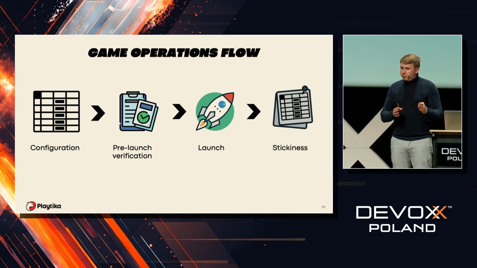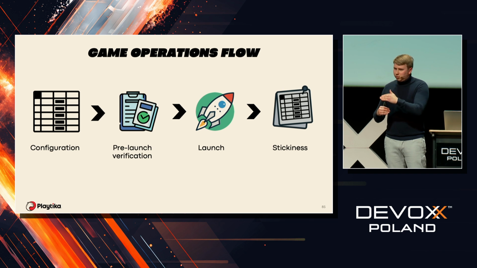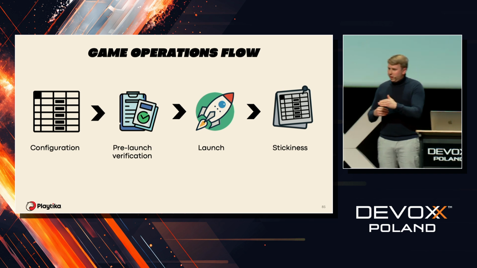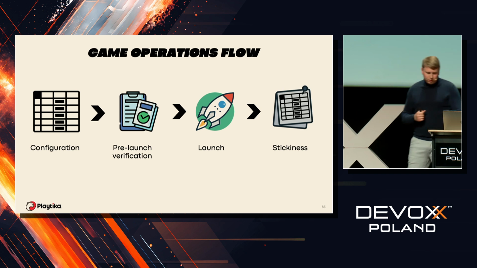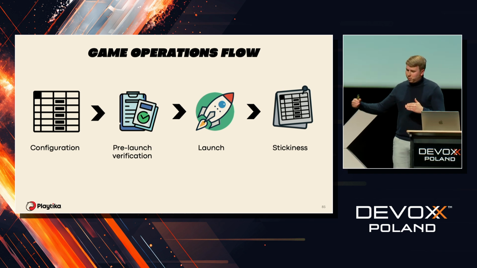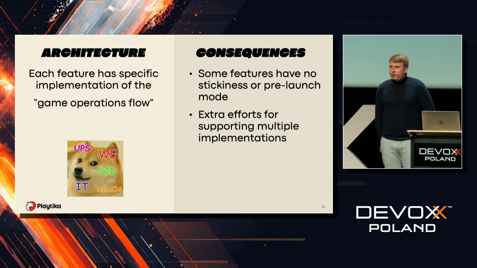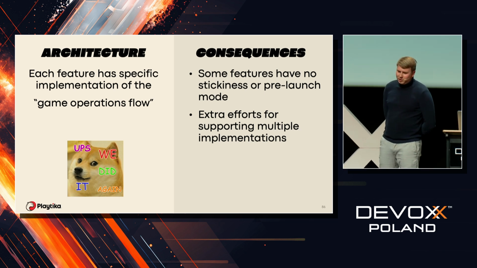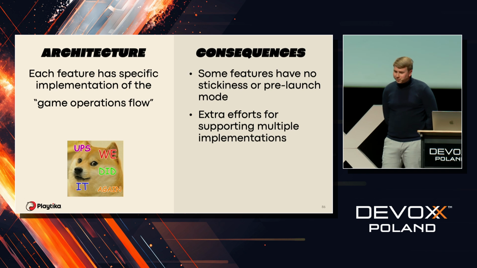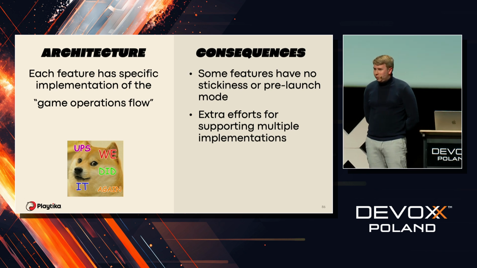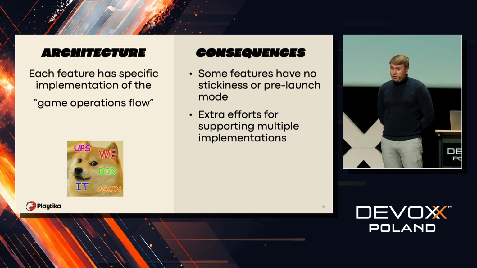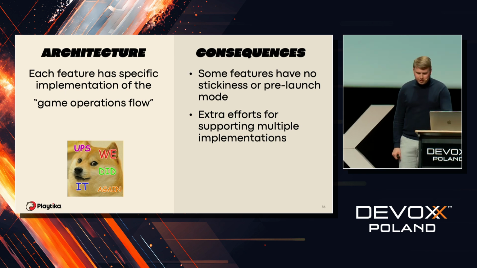And then whenever you start playing, this configuration should be stuck to you. So basically, even if we update the configuration, the users who already entered the tournament should not have any changes. Only the new users receive the new configuration. So this is the flow which is supposed to be generic for all the features. But we figured out that each feature still has a specific implementation of the game operations flow. And some features may not have stickiness or may not have pre-launch mode, which makes it pretty hard to test. And as a consequence, it requires extra effort for supporting those multiple implementations.